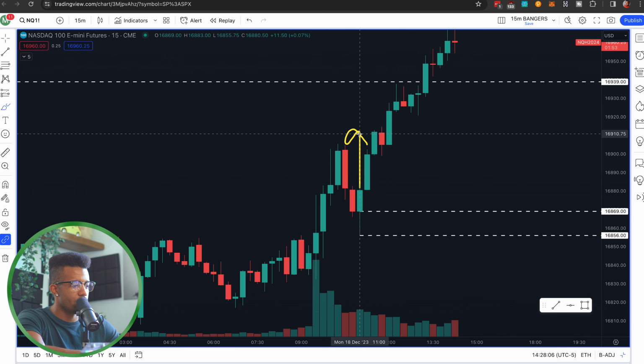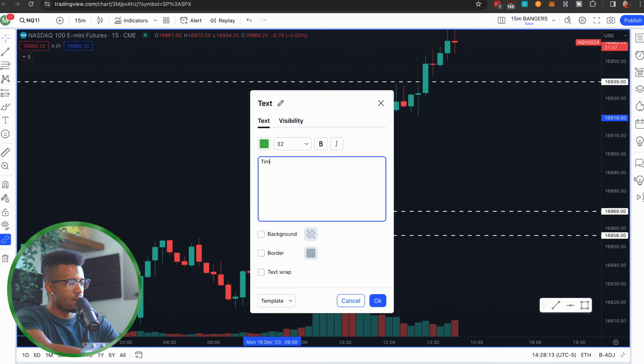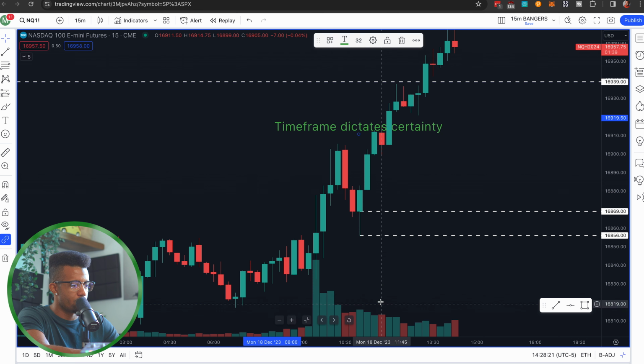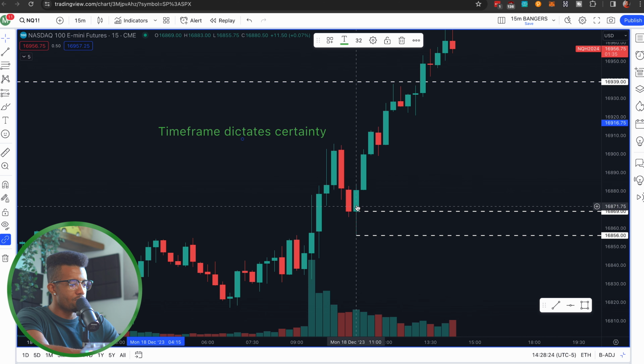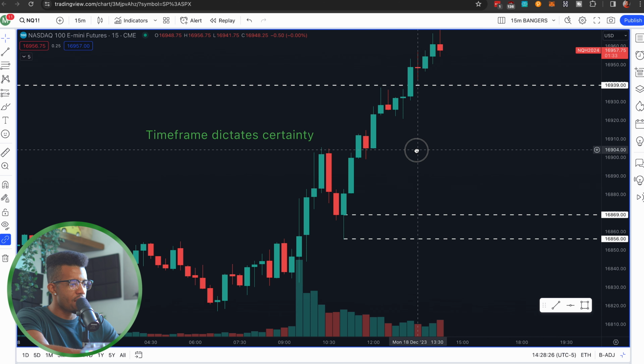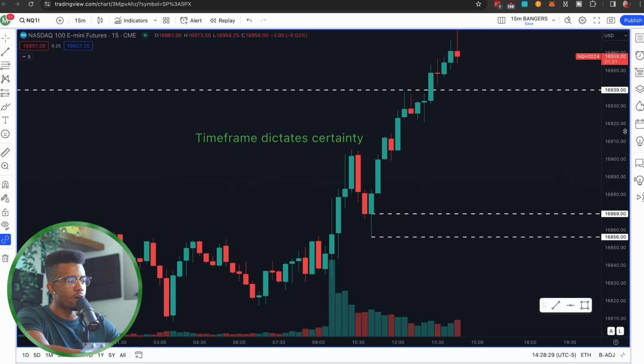The time frame also dictates or determines your certainty level. So let me go ahead and write that down. Time frame dictates certainty. Not certainly, certainty. So I'm talking about a reversal in the market and all this, but what's happening on the higher time frame? Always talk about higher time frame analysis.